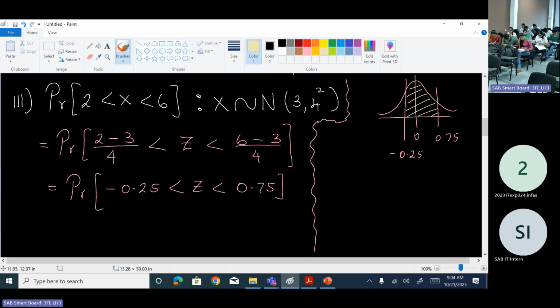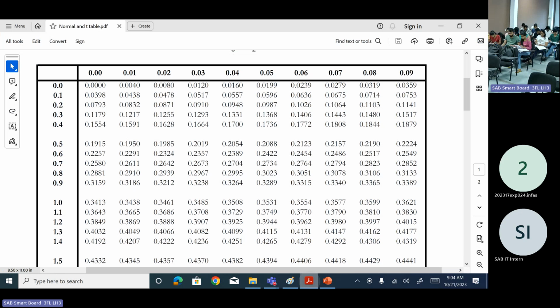So you know how to get this. 0.25 you refer, 0.987. 0.75 you refer, and at 0.75 if you refer it is 0.7527.